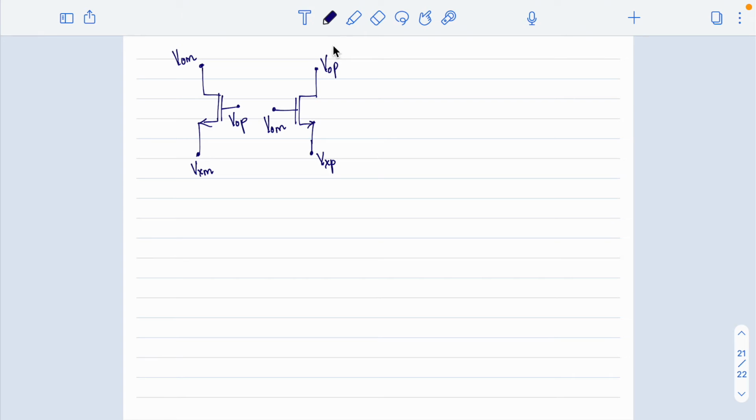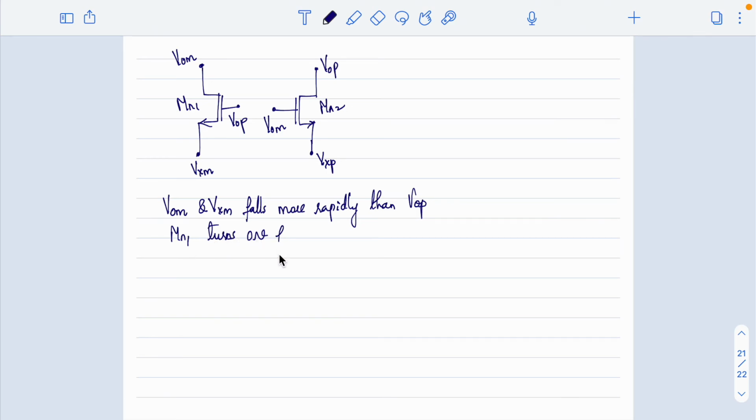Now tell me, out of these two transistors, this is MN1 and this is MN2, which will turn on first? Based on the same condition, VOM and VXM, the left-hand side nodes are falling at a faster rate. Since VOM and VXM fall more rapidly than VOP on the right side, VOP is still high, but these two are lowering. So the transistor MN1 turns on first, before the transistor MN2.